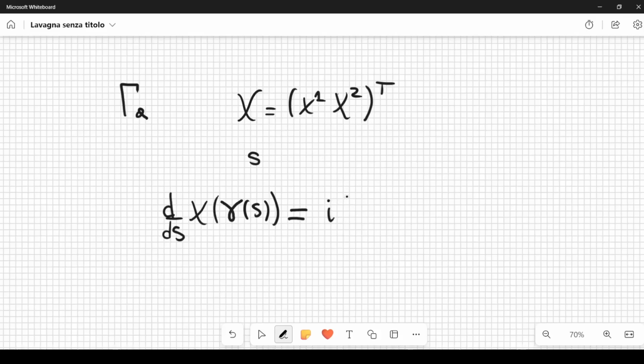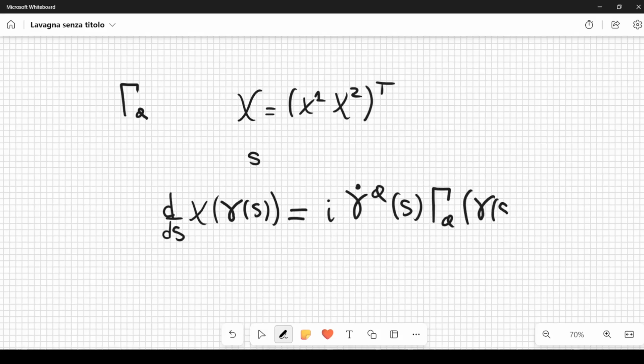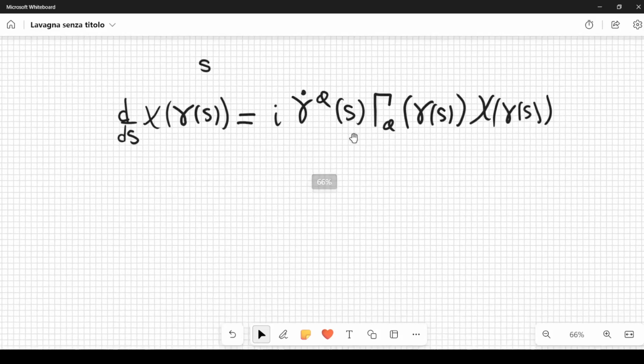So we have I, the imaginary unit, gamma dot of A of S, so this is actually a superscript A, so we have to sum over A, because here we have gamma A of lowercase gamma of S, and then here we have the spinor chi of gamma of S. This is the differential equation of parallel transport of a spinor, and we can integrate this. So at first, let me write down the result. Then I also want to highlight how you can derive the result.